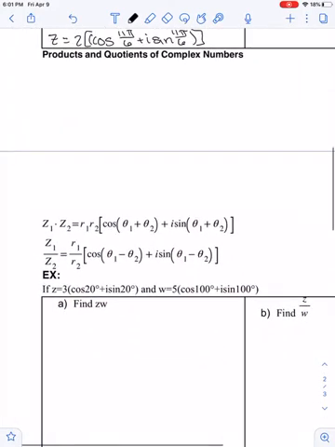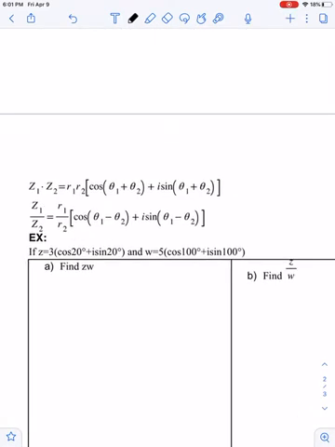Okay, down to the products and quotients of complex numbers. So we have z equals 3 cosine 20 plus i sine 20, and w equals 5 cosine 100 plus i sine 100. For this first one, let's label each piece. So this is r1, this is theta 1, this is r2, and this is theta 2. Knowing this is how we're going to plug into the two equations above. The first one is our product. So for A, we have z times w, the product.